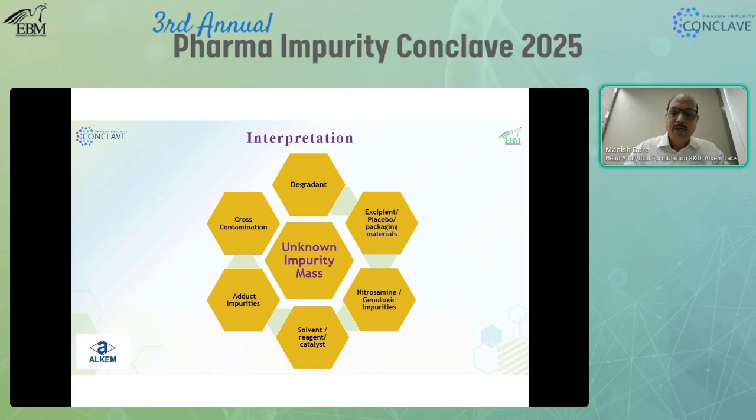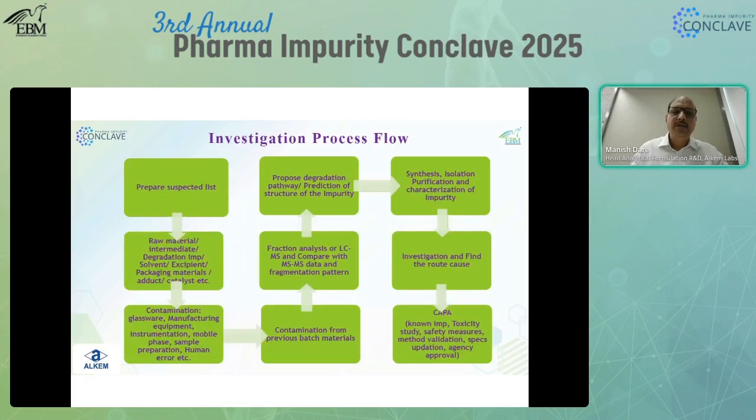As per the EDQM guideline and FDA guideline, it is clearly defined that we have to do a proper investigation to identify the root cause of this unknown impurity with phase 1, phase 2 and phase 3 analysis. The investigation process flow clearly defines what the suspected unknown impurities would be and where they are going to come from. So we have to define the fishbone diagram. We have to define the source of this impurity.